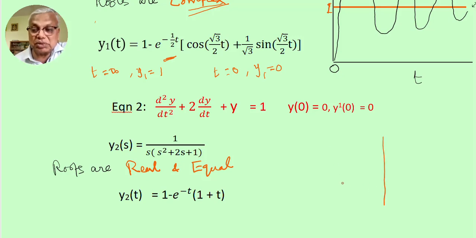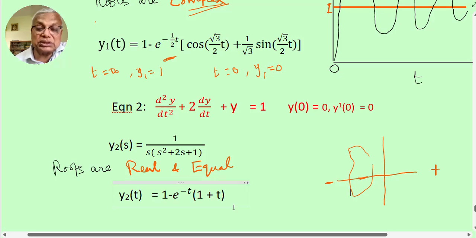Complex plane means this is a complex plane, with the imaginary axis, plus, minus. In the previous case, the complex roots have negative real parts, so the roots will lie somewhere here, on the negative side. And in this case, real and equal but negative real numbers, so it will lie on the real axis on the left-hand side. The solution for this we found as y2(t) equal to 1 minus e^(-t) times (1 plus t). So the roots are real and equal. What is the nature of this solution?